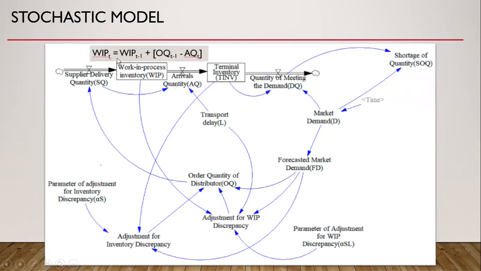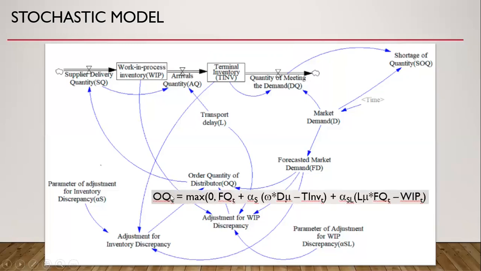So this is work in process inventory, which is equal to work in process inventory of the previous period plus quantity ordered. So this is the ordered quantity, minus what has already arrived. So this is the work in process quantity which has still not arrived. Now the forecast, this is the exponential weighted moving average forecast. So this depends on this factor theta. And this is the ordered quantity.